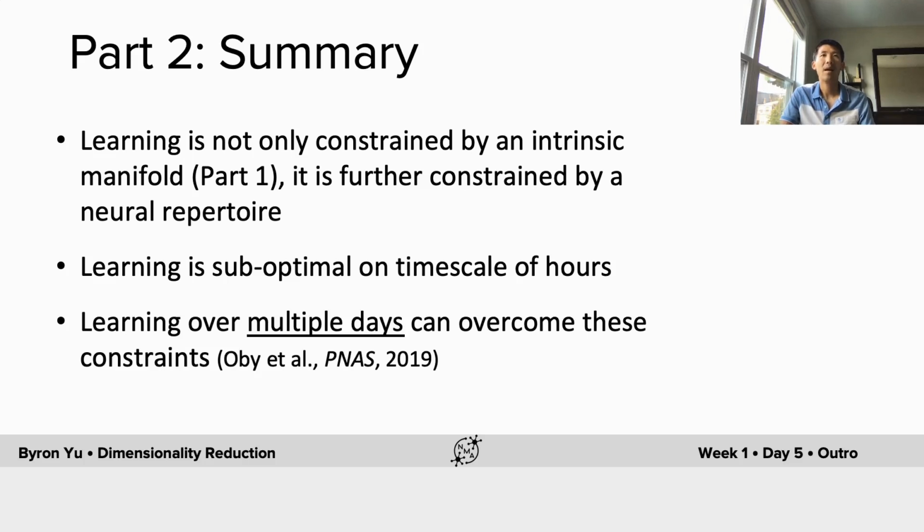Okay, and since we did these experiments and the study, we've also asked whether giving the animal more time to learn could change the story. So Emily Obi, a postdoc with us, performed a heroic experiment in which she had animals learn to use outside manifold perturbations over the course of multiple days, up to 2 weeks. What she found was that learning over multiple days can overcome both types of constraints, both the intrinsic manifold constraint as well as the neural repertoire constraint.